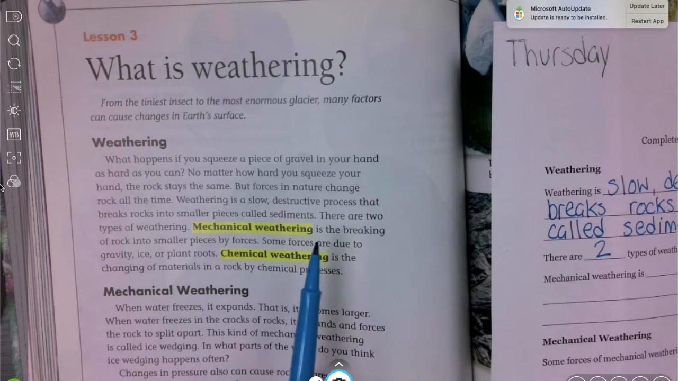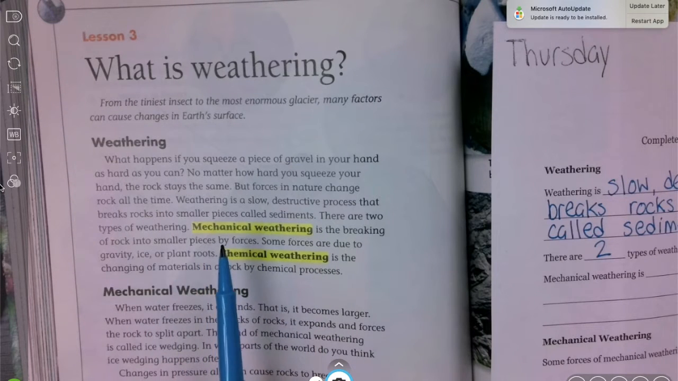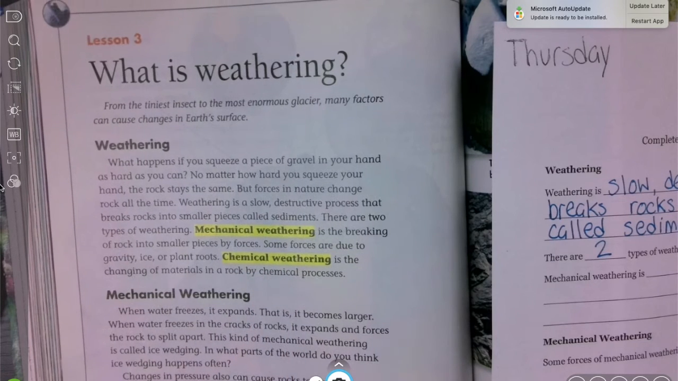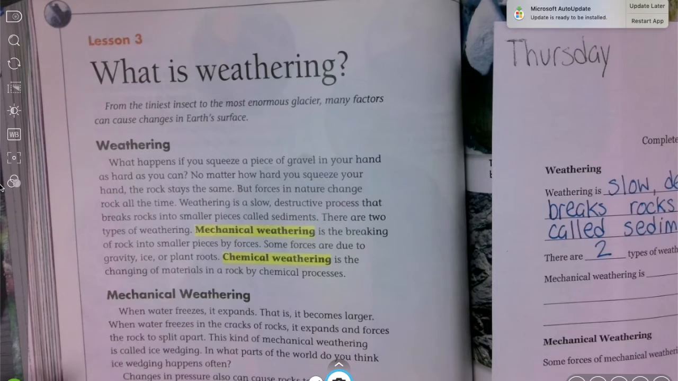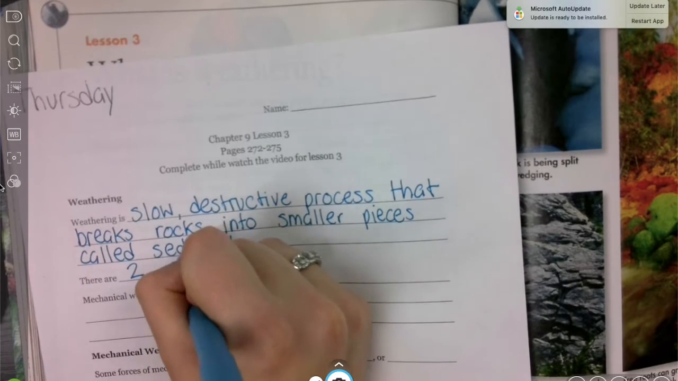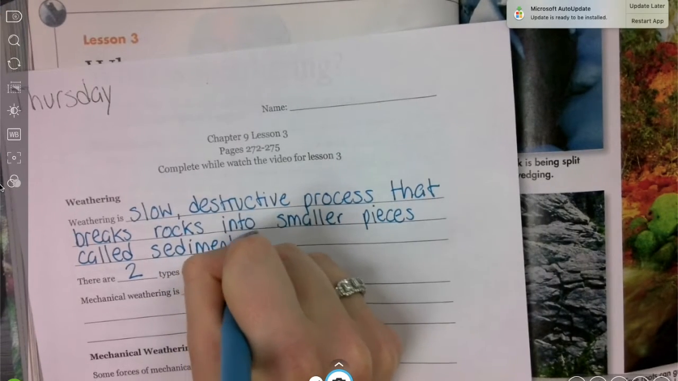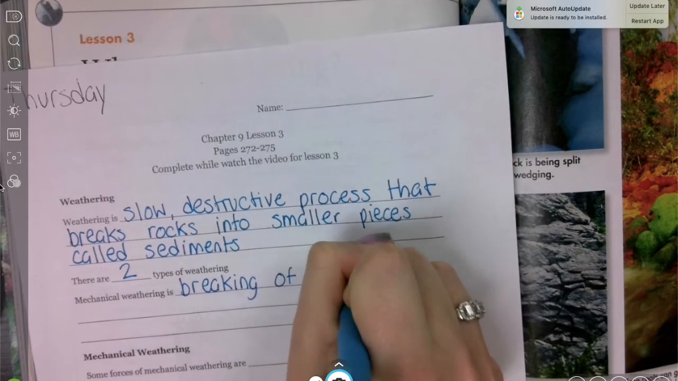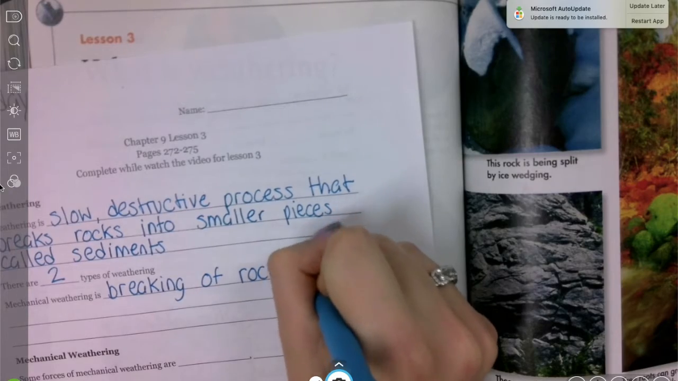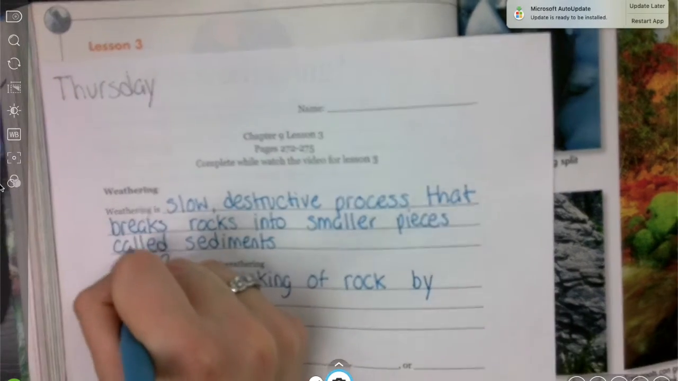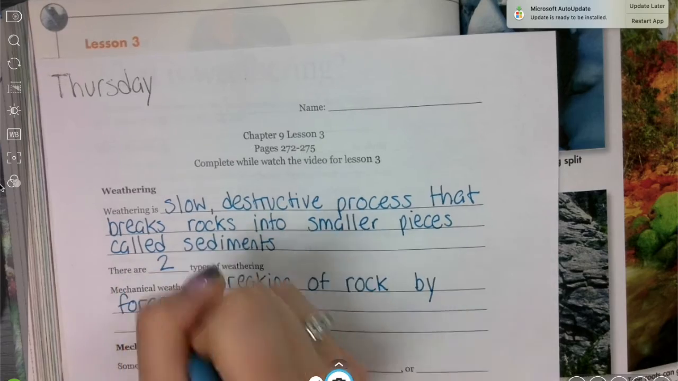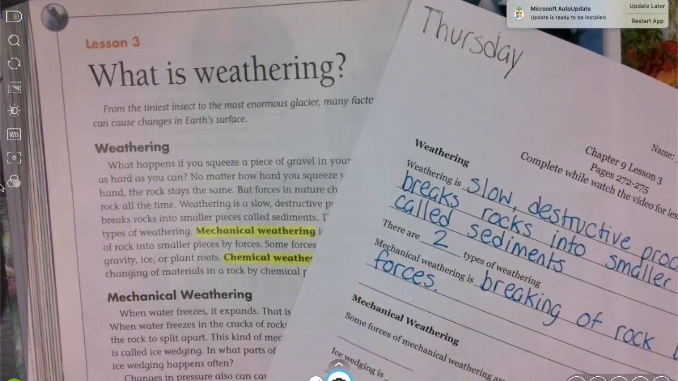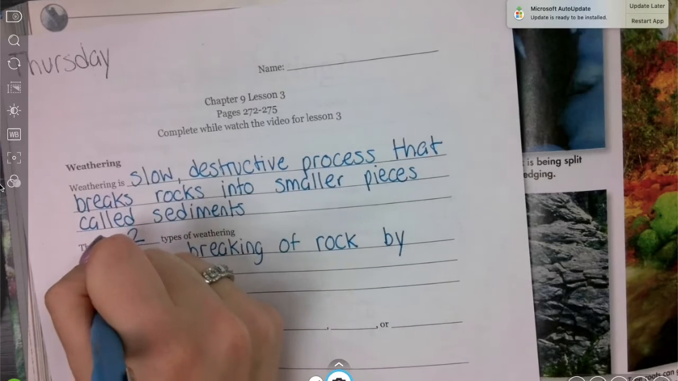Mechanical weathering is the breaking of rock into smaller pieces by forces. Some forces are due to gravity, ice, or plant roots. So we can just write that out. So breaking of rock by force. And then if I were you, I'd write down the examples that's given: gravity, ice, and plant roots.